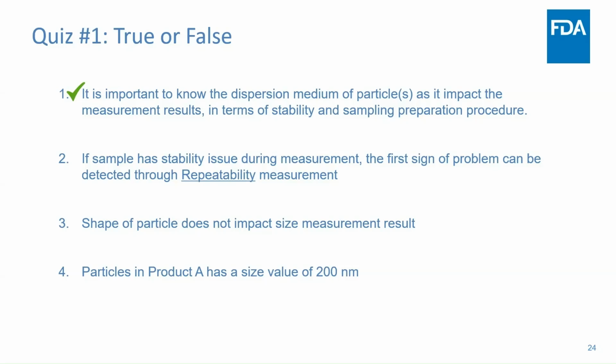So it's true. The second question: if a sample has a stability issue during the measurement, the first sign of the problem can be detected through repeatability measurement. False, false.